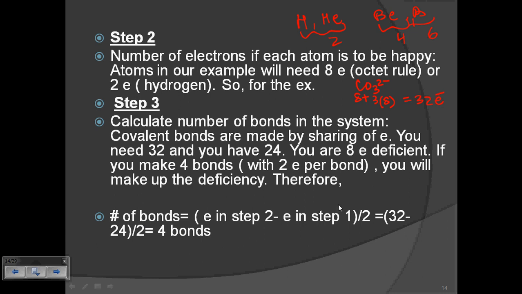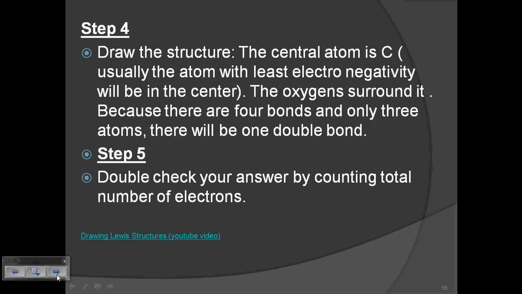So that's 32 electrons. The next step is to calculate how many bonds there are in the system, so you do step 2 minus step 1 divided by 2. So 32 minus 24 divided by 2 gives you 4 bonds. The nice thing about this stepwise approach is it tells you exactly how many bonds, so you don't have to do hit and trial. Now the next step is you draw the central atom, which is the least electronegative or most electropositive, in the middle. A hint here, if it is CO3 2-, generally C goes in the middle, but it's always good to check that you are drawing your least electronegative atom in the middle.